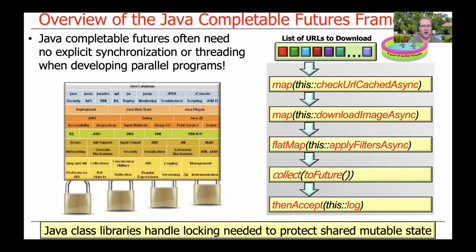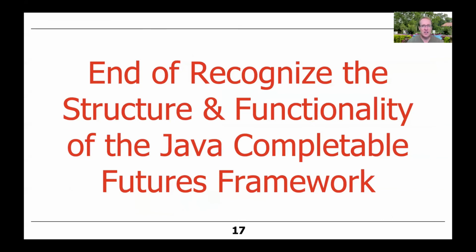In particular, you can often use the Java class library mechanisms, things like concurrent collections, or in fact, in many cases, just the low-level calls, things for doing I/O, for example, are already properly synchronized inside the library. So you don't have to put any explicit locks in your code in order to protect shared mutable state, which is really nice. So that's the end of the quick overview of Java Completable Futures.